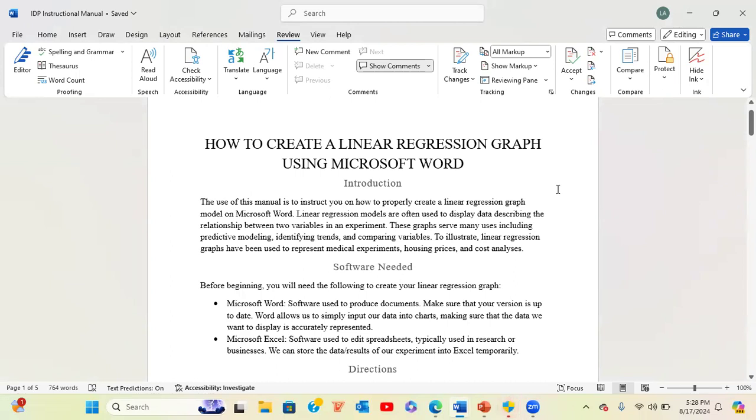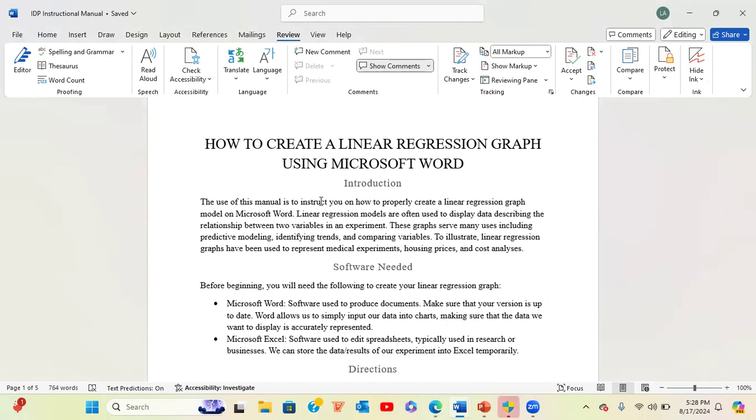This is my virtual presentation on my individual design project. My topic that I chose to write about for my instructional manual was how to create a linear regression graph using Microsoft Word. To brainstorm this topic, it was really easy for me because I had recently just done a heart rate experiment in my lab for anatomy, and we were required to create a linear regression graph using Microsoft Word. So they provided me with a manual on how to do that.